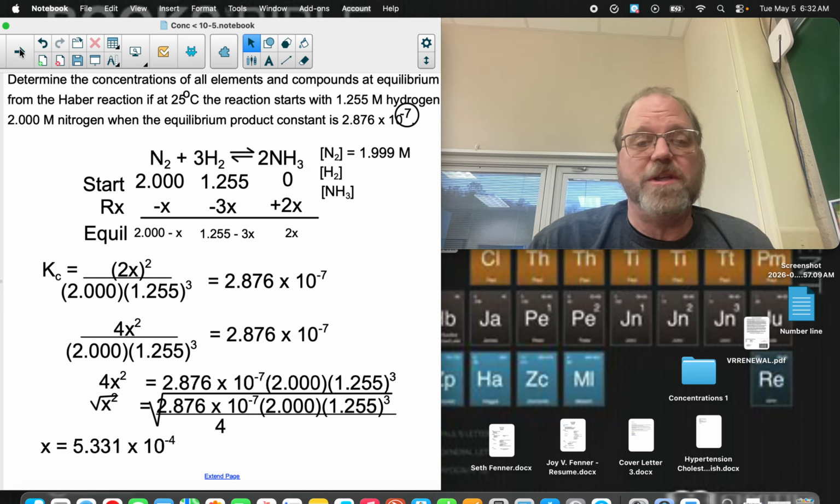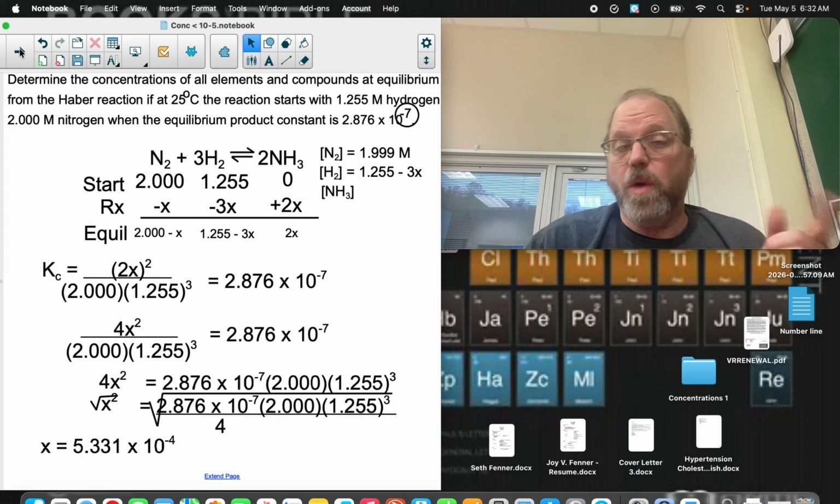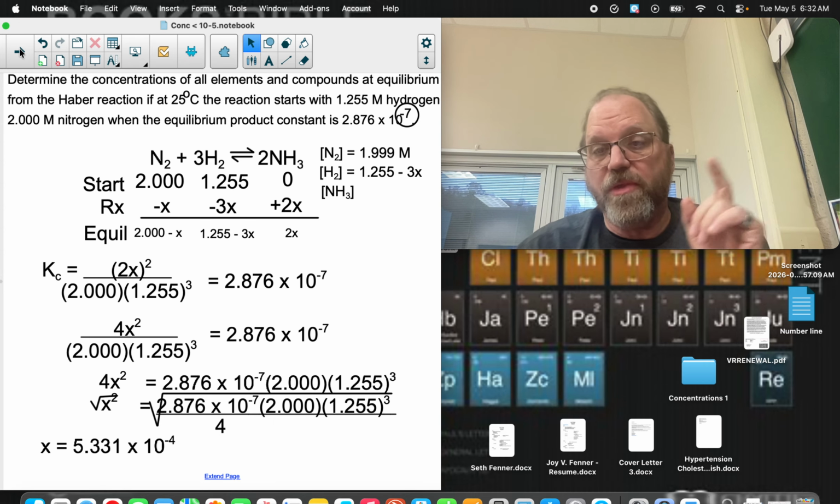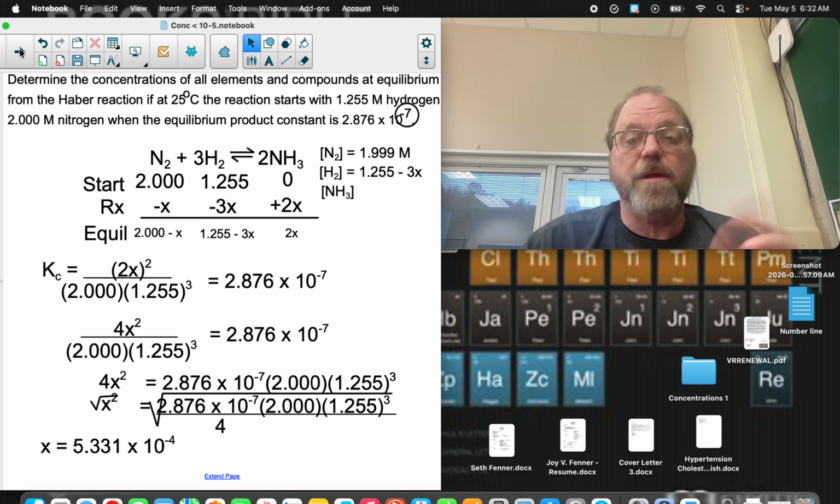1.999 molar. Not much of a change. For hydrogen, we're going to take 1.255 minus 3x, so 1.255 minus, parentheses, 3 times 5.331 EE minus 4, close parentheses. When we do that, we get an answer of 1.253 molar.